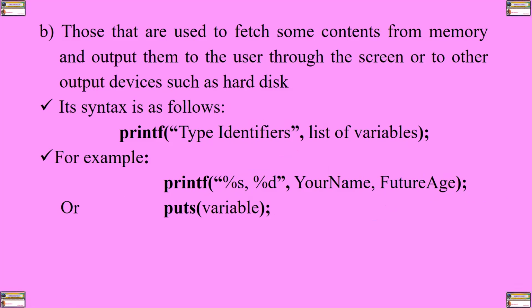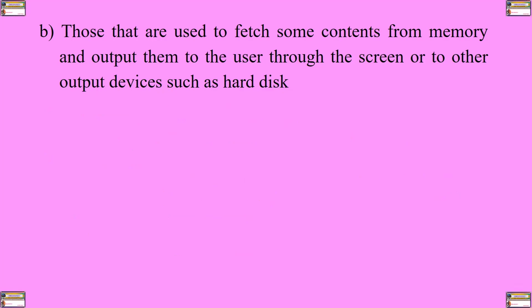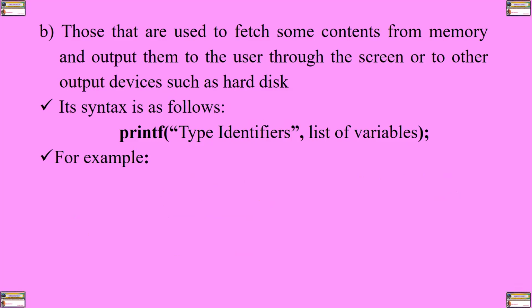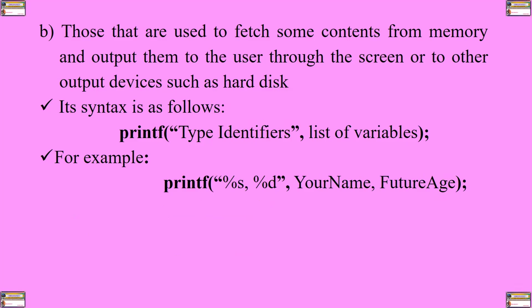You can also make use of what we call puts. Now, puts is always good when it comes to writing out values from a memory location which is in the form of text. For example, puts(your name); with a semicolon. So we have already looked at those statements, the ways of writing out data from memory to the screen.